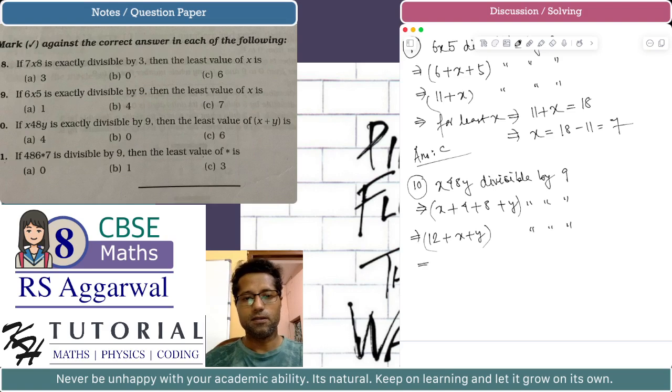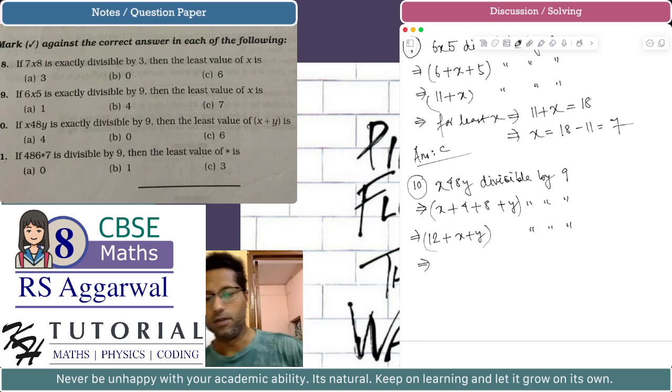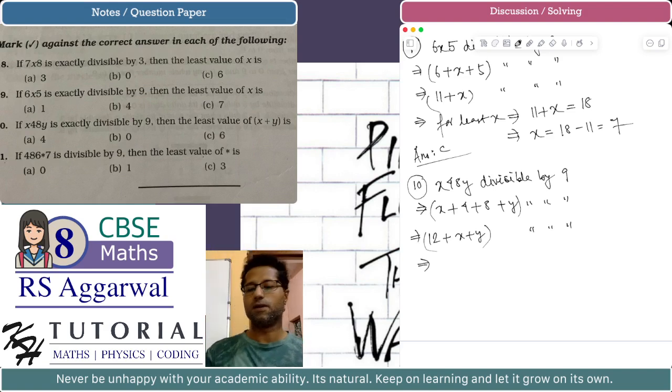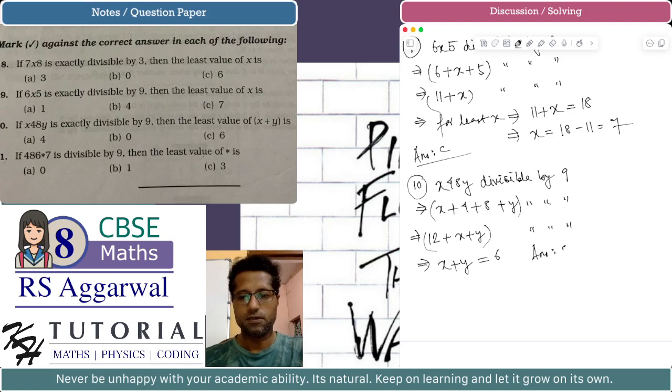Now what can the least value of x plus y be such that 12 plus x plus y is divisible by 9? It must be 12 plus x plus y has to be equal to 18. That is, x plus y has to be equal to 6. Okay, so the correct choice is C.